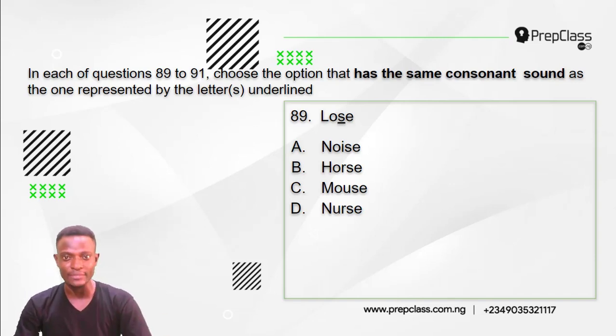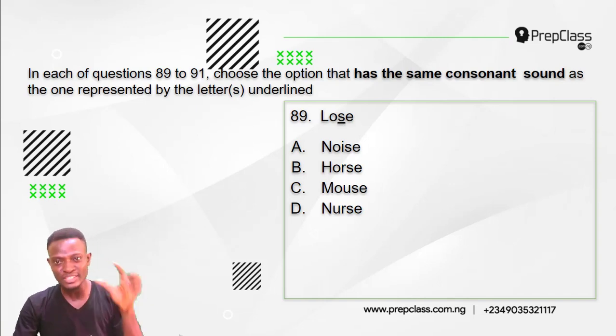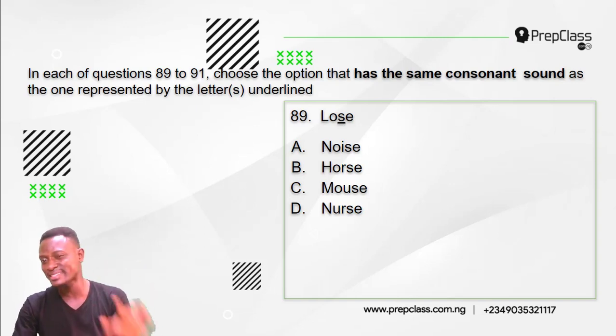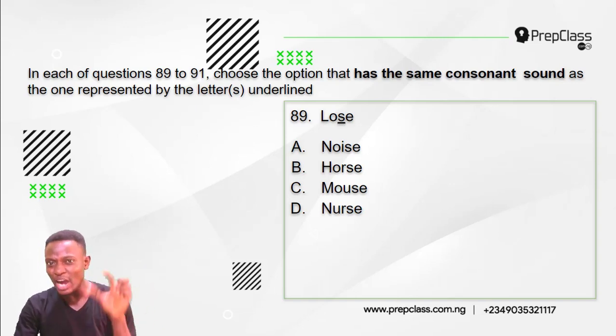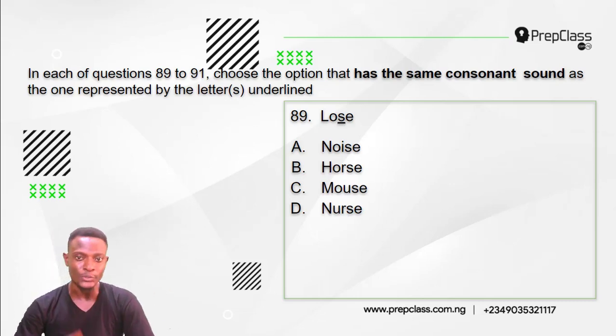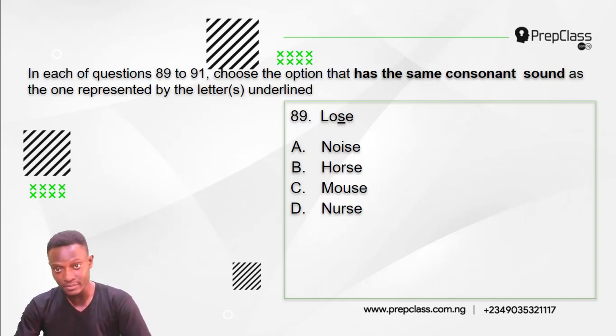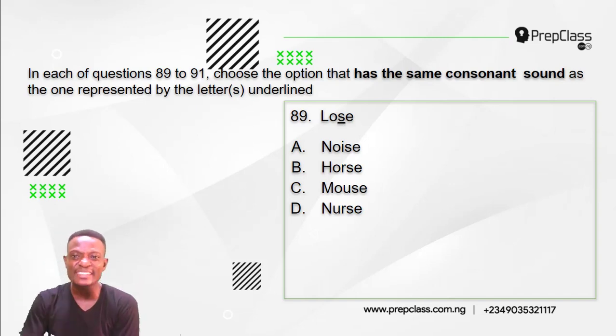Question 89, what we have is lose. We have the letter S on the line. So we are to select the option that has the same consonant sound, not letter, not alphabet, the same consonant sound where we have the underlined word, lose. Option A, noise. Option B, horse. Option C, mouse. Option D, nurse. Which of these options has the same consonant sound found where we have the letter S in the word lose?